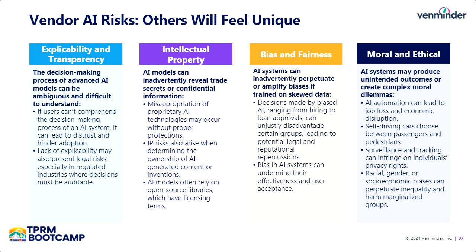Moreover, there's a bigger question about moral and ethical concerns, whether or not the benefit of the AI is actually driving the right ethical outcome. So some examples would be we over-automate and we lead to a lot of job loss, or self-driving cars choosing between the safety of the passenger or a pedestrian. There's all kinds of racial, gender, and socioeconomic biases that can be perpetuated and harm marginalized groups. So those are just some of the few risks we have to think about.